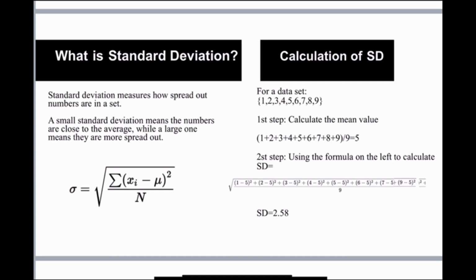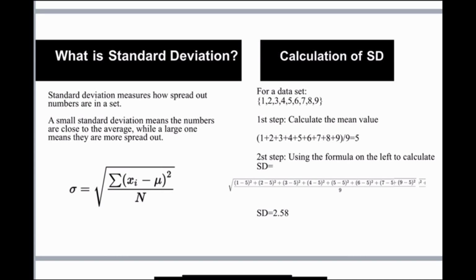The lowercase sigma equals the square root of the sum of each value in the set minus the mean, squared, over the total number of values in the set. On the right-hand side is the calculation of the standard deviation. I listed it in two steps. The first step is to calculate the mean value.